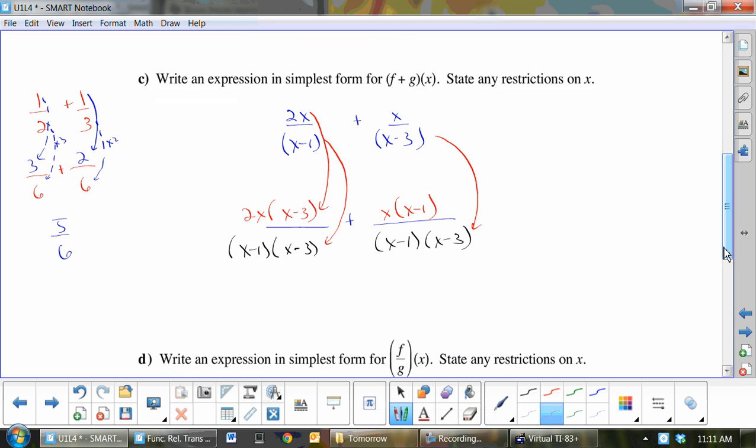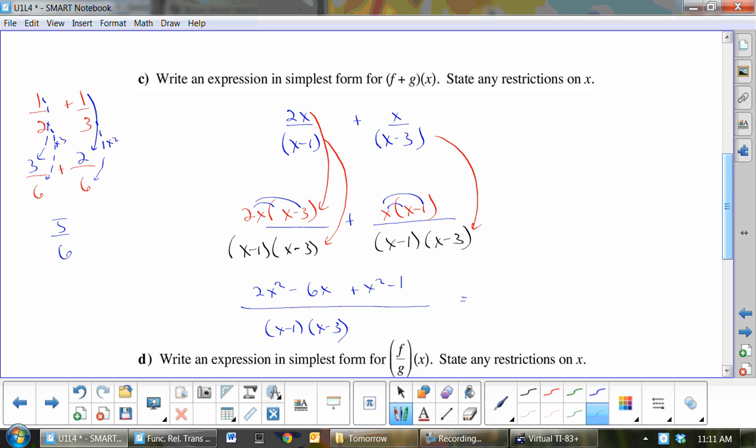Okay, now I'm just going to multiply this into here and this into here. Now remember, if that was a minus sign in front of the x, that'd be a negative x times x minus 1. So make sure you're multiplying a negative x in. I wish this question had that actually, but they didn't do a subtraction. So anyway, that would be 2x squared minus 6x, right? And then plus x squared minus 1. And that's all over my common denominator, x minus 1, x minus 3.